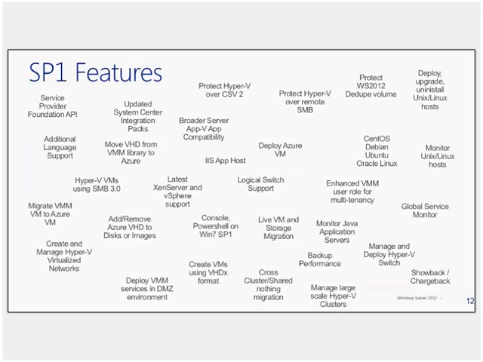This slide is the SP1 features. There are also some new features getting added into R2, but there's a lot here to cover, including live migration of storage migration, and being able to support your Unix Linux hosts, to deploy, upgrade and install Unix or Linux, making this kind of an open stack, if you will, of all the technologies, and be able to manage that from one single point.